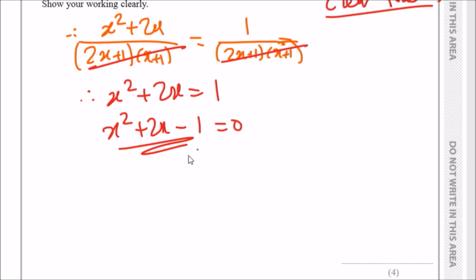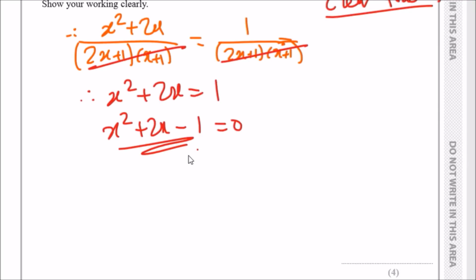Using the double bracket method, we can just put x in one bracket, x in the other. And we just need two numbers that multiply to make 1, which is, well, 1 and 1. 1 times 1 is 1. And these two numbers, you can add them to make 2. Well, in this case, let's have a look, trying to make plus 2x. Oh, my bad, you cannot do that, that's impossible.